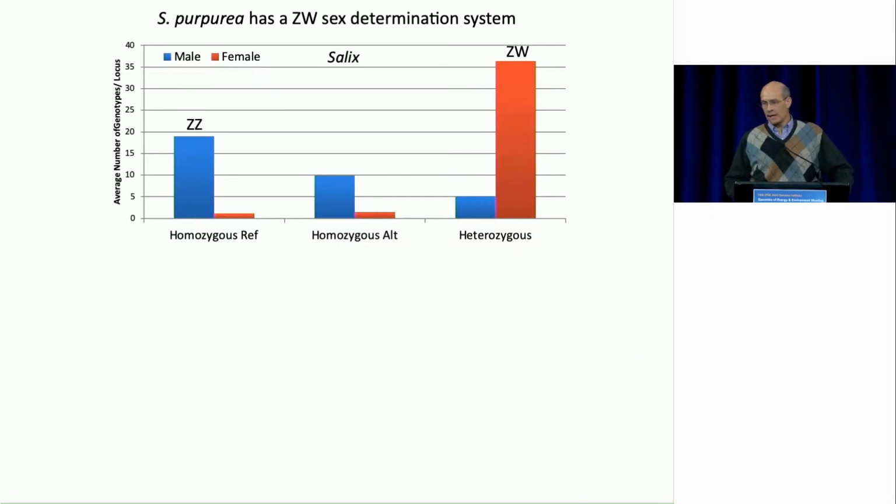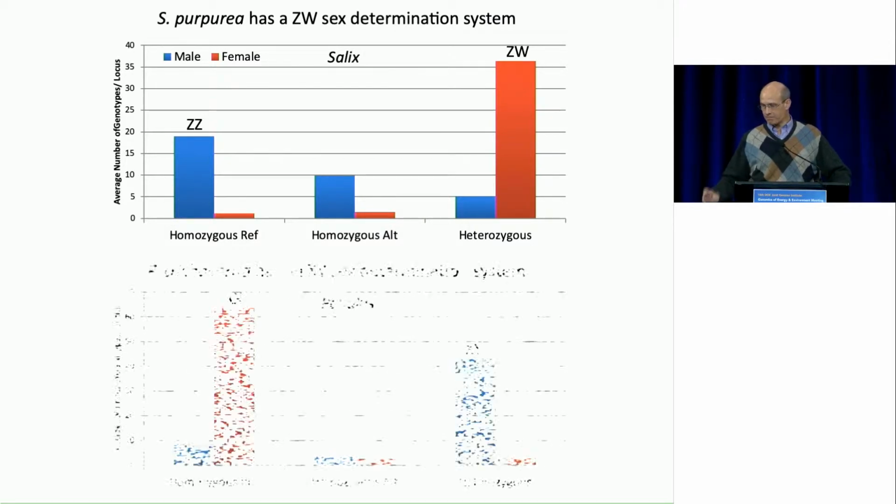Okay, so just quickly, how do we determine XY or ZW? What we do is, once we've identified the loci that are associated with sex, we simply look at which sex tends to be heterozygous. In the case of Salix purpurea, for example, you can see that the females are typically heterozygous for the loci that are associated with sex, and the males are homozygous. So that's clearly a ZW system.